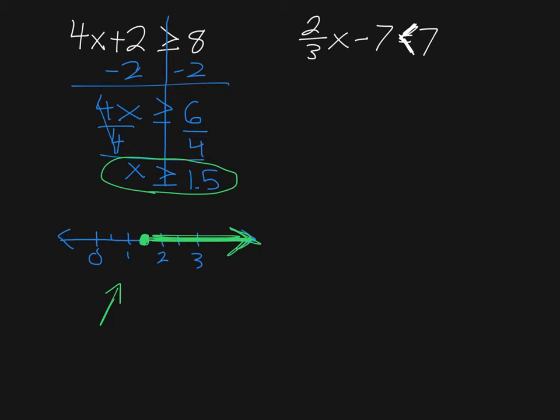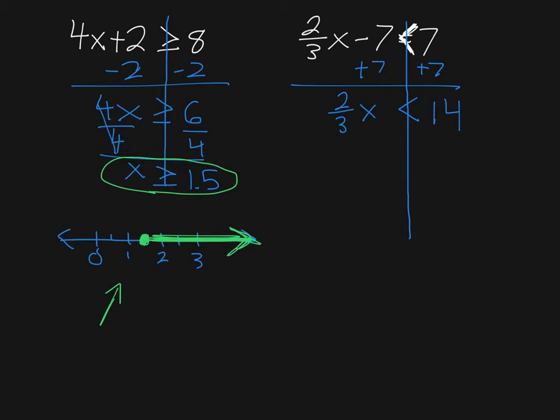Now, let's try another one. We have a similar problem here, right? Inequality. Now, this time it says 2/3 x minus 7 is less than 7. Same thing, we'll separate the two sides with a line. And we're going to start this problem by adding 7 to both sides. That's going to give us 2/3 x is less than 14. The inequality didn't change because we added to both sides.